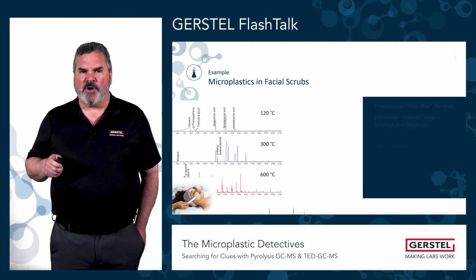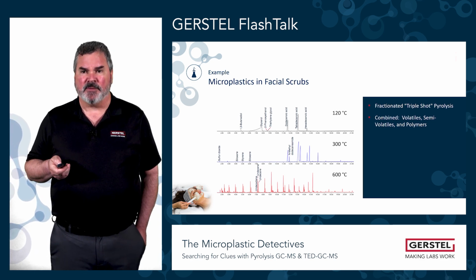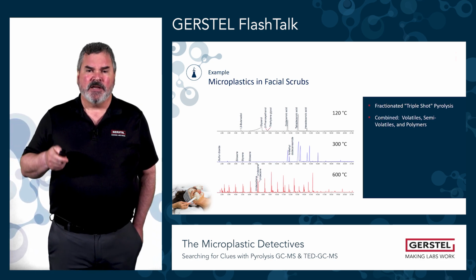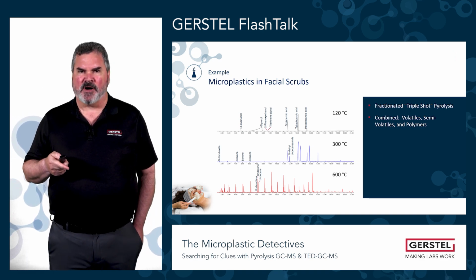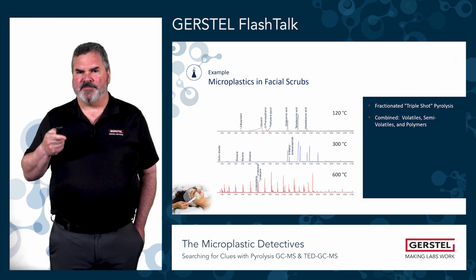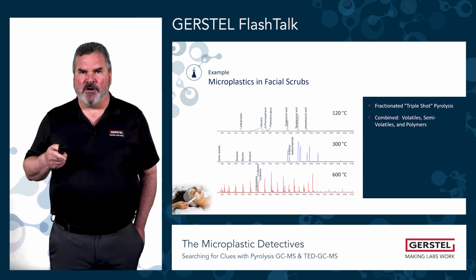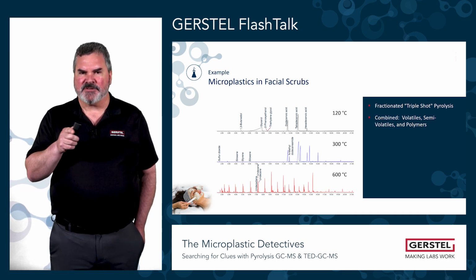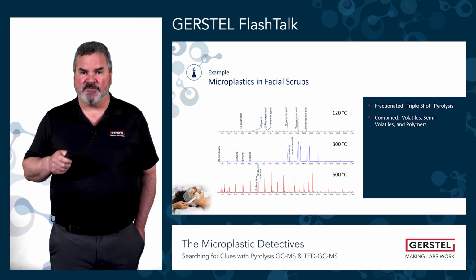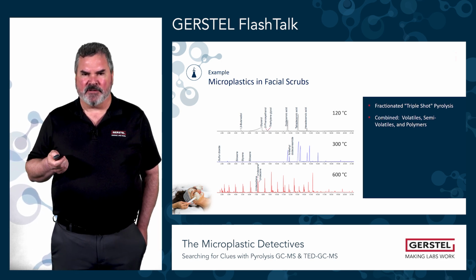There's an interesting way to do that. And this is called fractionated, or in this particular case, because we did it 3 times, triple shot pyrolysis. Instead of normally in pyrolysis where we heat everything to 600 degrees as quickly as possible, we're going to take one sample and instead heat it 3 different times at 3 different temperatures. First, relatively low, we get the volatile components. Here you see some of the acids that are present, the fatty acids that are present in the soap that's in the facial scrub. Next, we're going to heat it higher to get the semi-volatiles out of it.